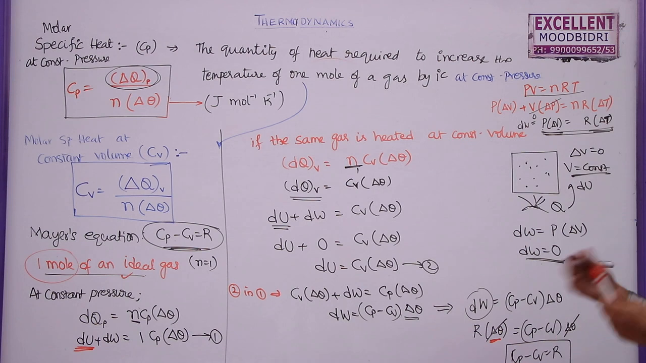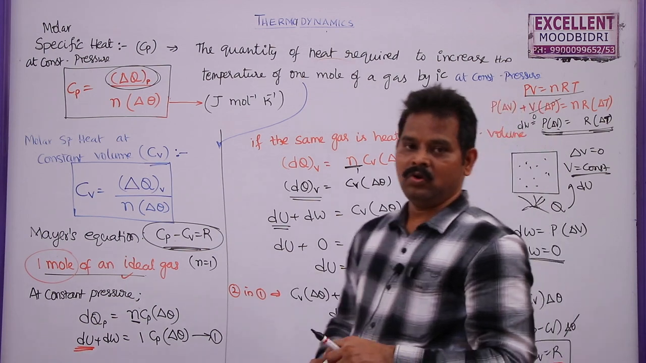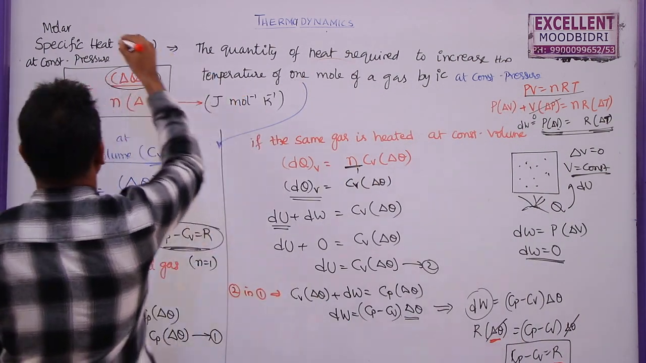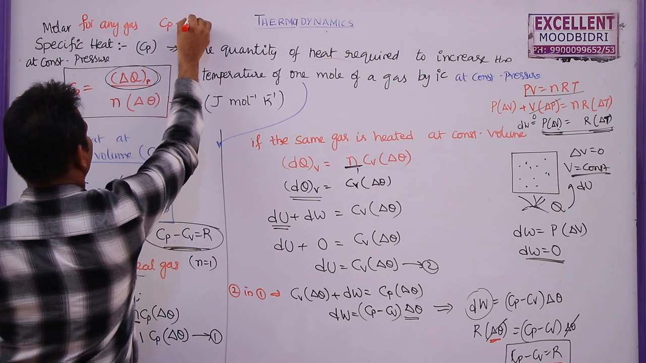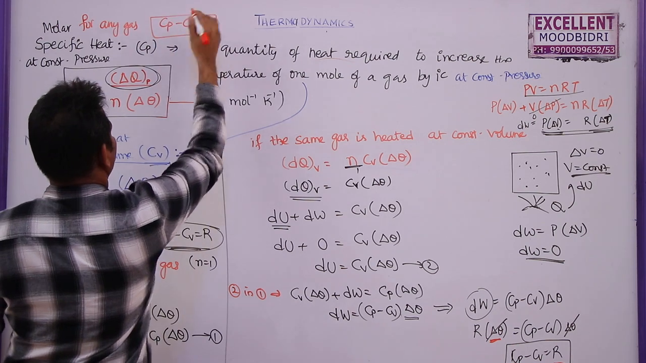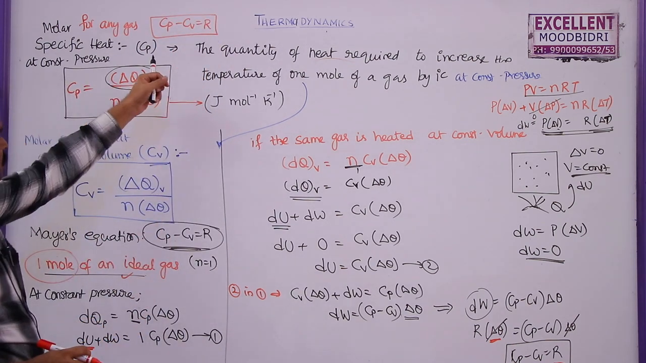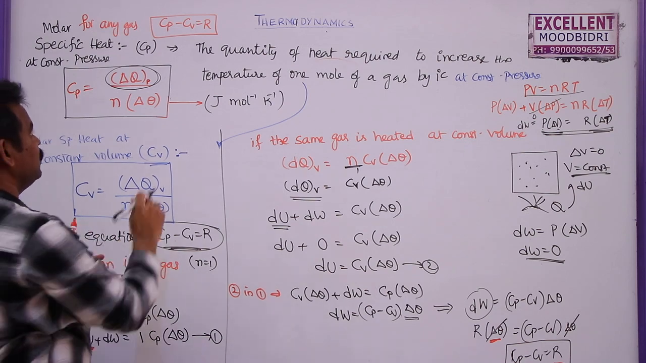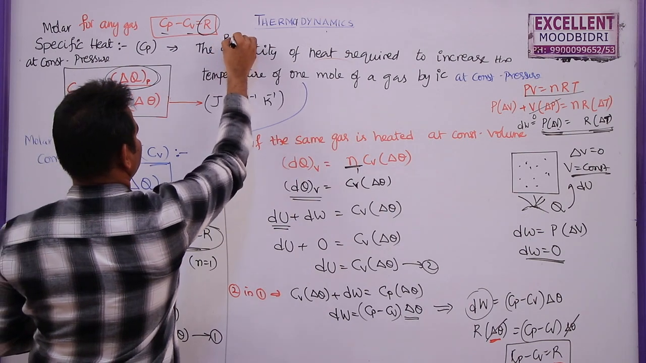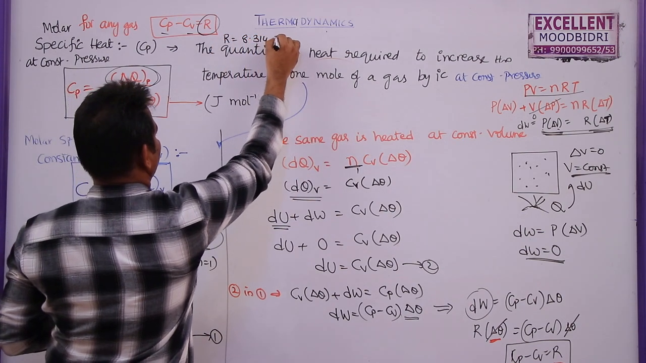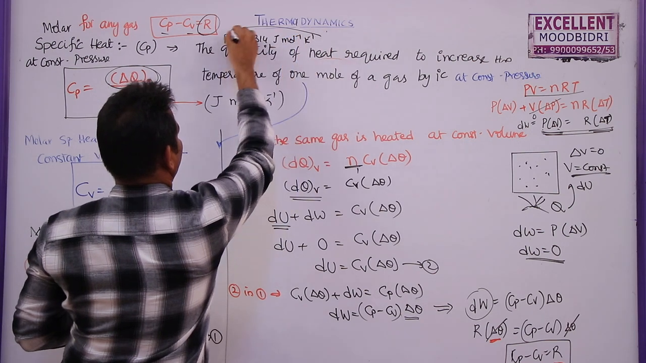That means if you take any gas, the difference between the specific heat of that gas at constant pressure and the specific heat of the gas at constant volume is always equal to R, where R is the universal gas constant. So for any gas in this universe, Cp minus Cv is equal to R, where Cp is the specific heat at constant pressure and Cv is the specific heat at constant volume. These values will change, but the difference between these two is always R for 1 mole of gas, where R is equal to 8.314 joule per mole per Kelvin.